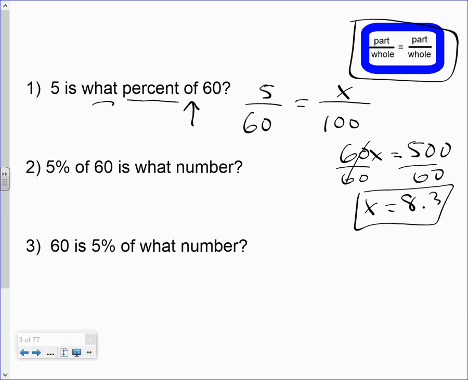Which really, in this context, is actually the percentage, huh? Because x is out of 100, so that's the 8.3%.